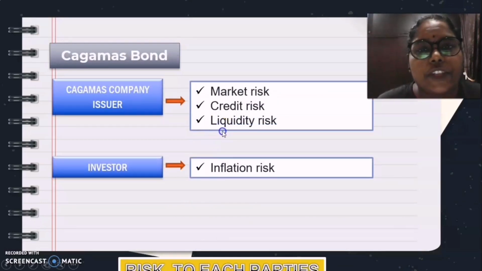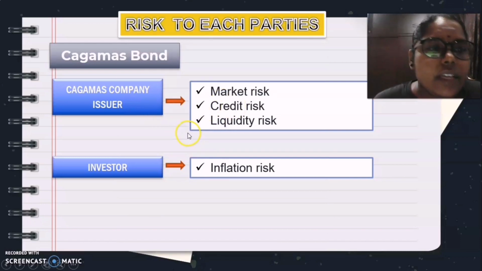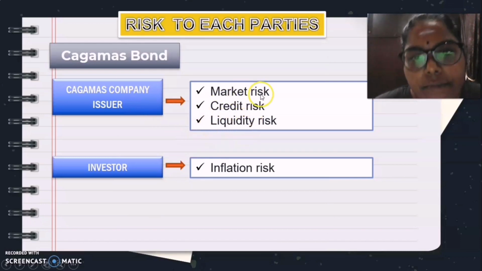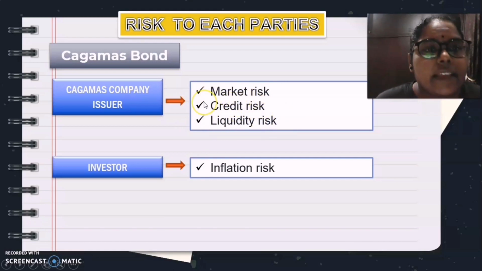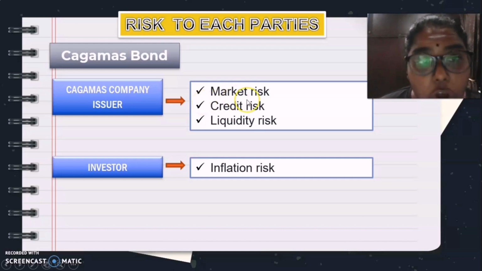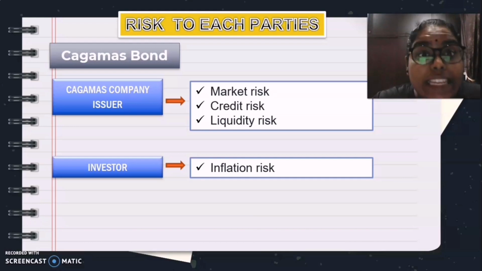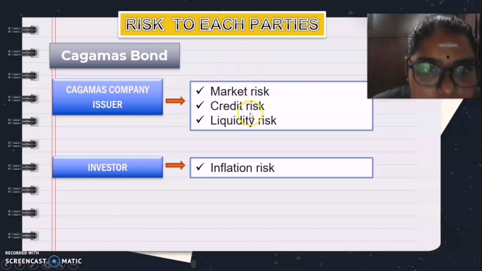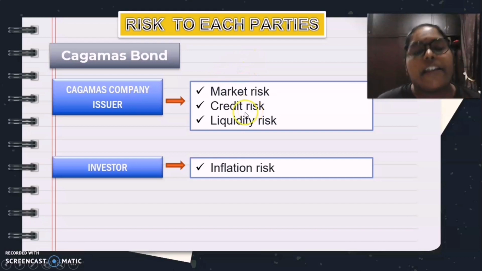Next is risk to each party. For the Cagamas bond, the company issuer faces three risks: market risk, credit risk, and liquidity risk. Market risk is the loss from market interest rates as a result of adverse shift in the level of volatility. Credit risk is the possibility of uncertainty in sales arising from inability to satisfy the financial obligation of consumers or equivalents. Third is liquidity risk. It arises when the Cagamas company may not have sufficient funds to meet its financial obligations.